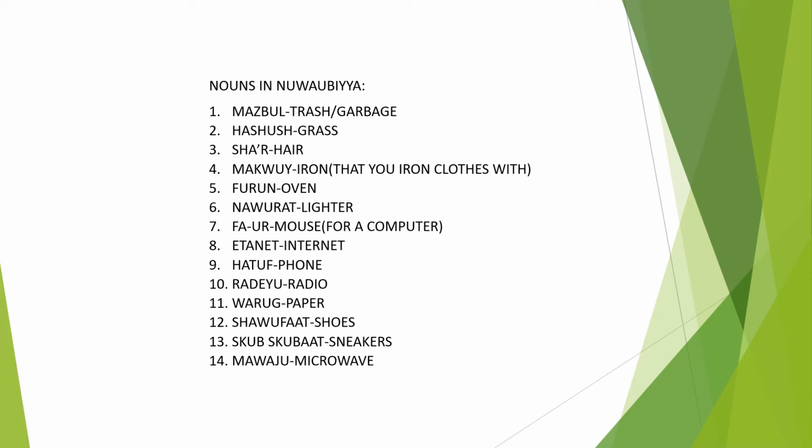I have a lighter. Okay, so the next word is number 7, and it's, remember, the F is soft, provided that it doesn't have a hard center letter to influence the A. This would be fa'or. Fa'or. And this is a mouse like what I'm using on my computer to move the actual cursor. Fa'or. So that's a computer mouse.